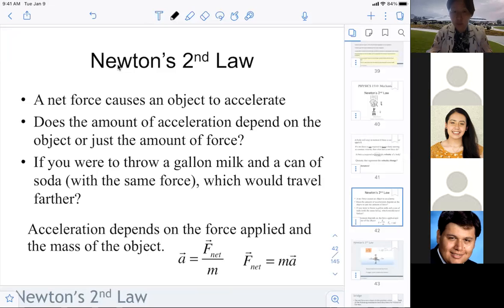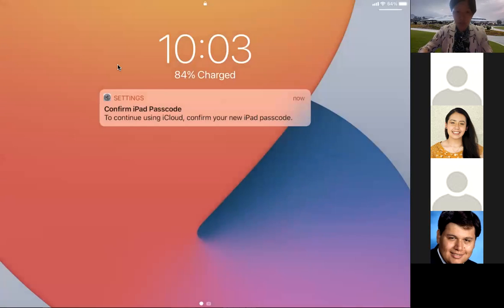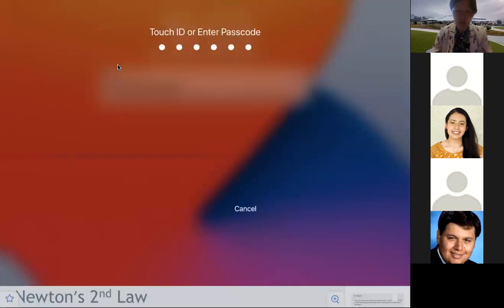But if you're talking about different objects, let's say you were throwing a can of soda with this force and you give it a certain acceleration. But then instead of the soda, you were applying the force to a gallon of milk, which has a much bigger mass. To achieve the same acceleration, you would need to apply a bigger force, right? So both how much force you have and how much mass the object has will affect how much acceleration you can achieve. Newton's second law tells us the acceleration depends on both the force and the mass.